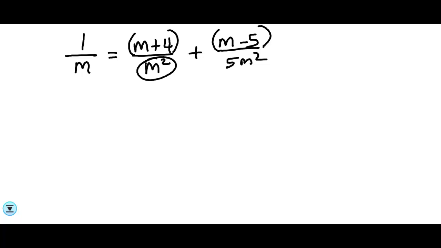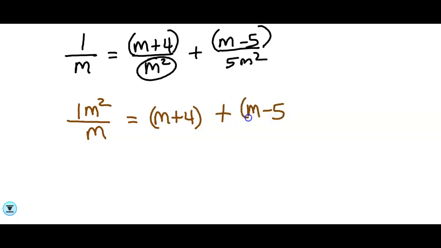Huh? You didn't get it? Okay. Want to tell us what you got there, Hannah? Go ahead. I got 1m to 1 over m. Okay. And equals m plus 4 plus m minus 5 over 5. Over what?